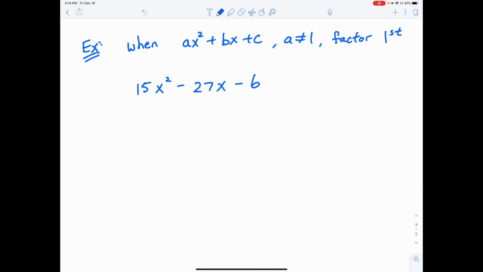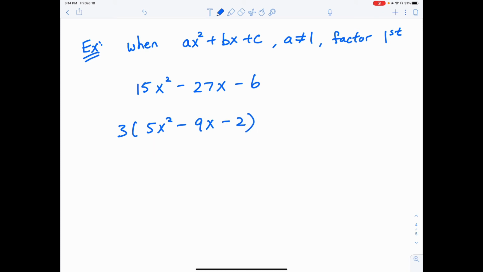Now with our last question, this one here, we do need to factor out a common factor from all three terms first before we can use any special method. If you don't do this, then you will get errors or you would have an incomplete answer. So once again, 15, negative 27, negative 6, they have 3 in common. So we're going to factor out 3 first, and we get 5x squared minus 9x minus 2.